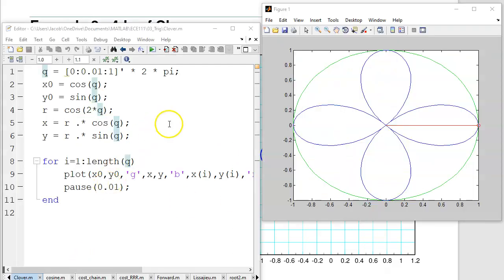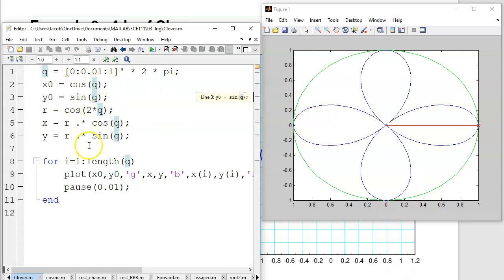And if you want to show off, MATLAB actually has pretty good animation. I can plot the unit circle, that's in green. I can plot r equals cosine 2 theta in blue, and then this red line, that's like a radar sweeping around. That's showing the distance at that angle is cosine 2 theta.